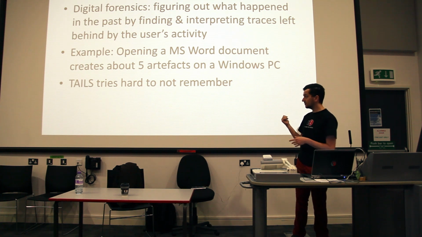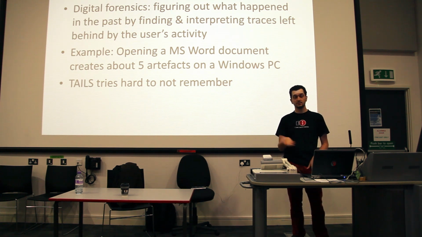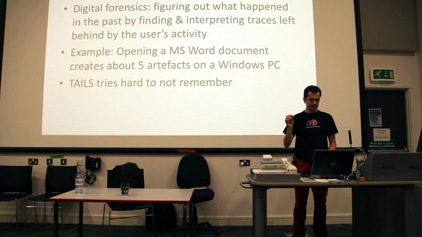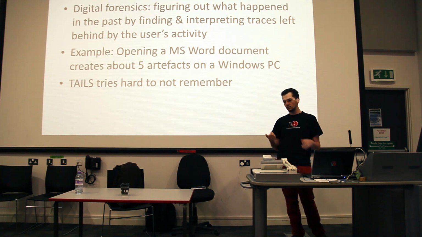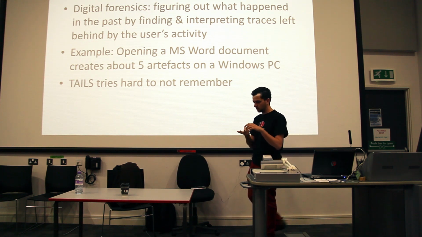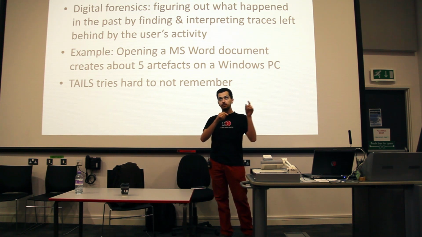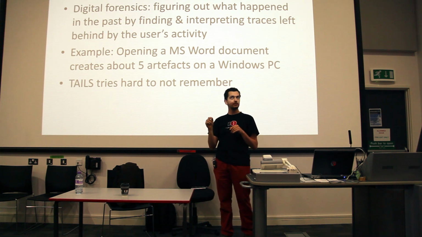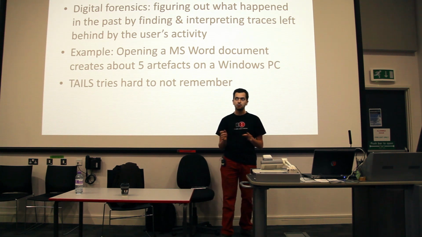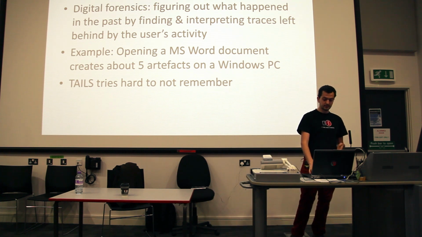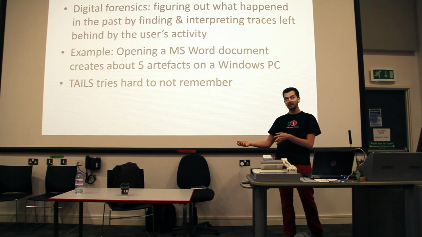So yeah, the canonical example is opening a single Microsoft Word document creates about 5 artifacts that I'm aware of. So 5 different bits that can be recovered that point to when that file was opened, with what program it was opened, how it was opened. Did someone double click on it, or did they go through Word and then File, Open? It's impressive how much you can tell about exactly what happened. So Tails makes that really, really hard to do. Someone using Tails would leave no such traces behind.